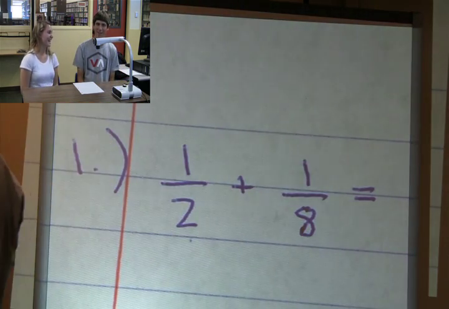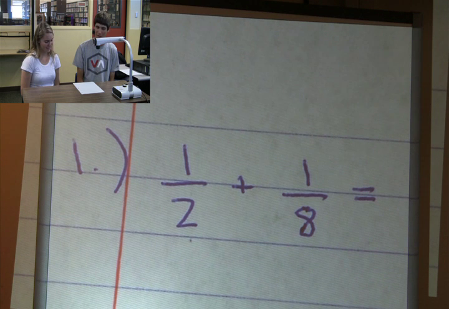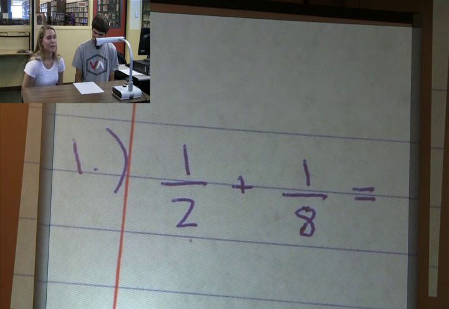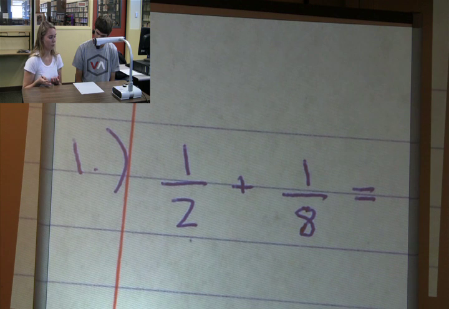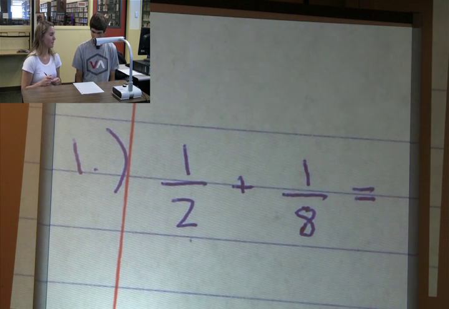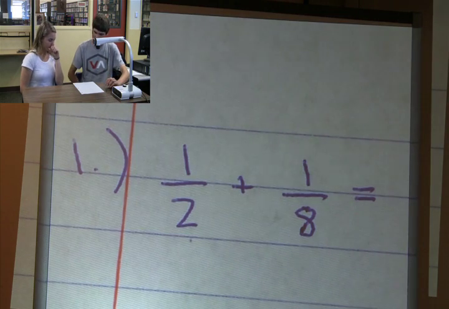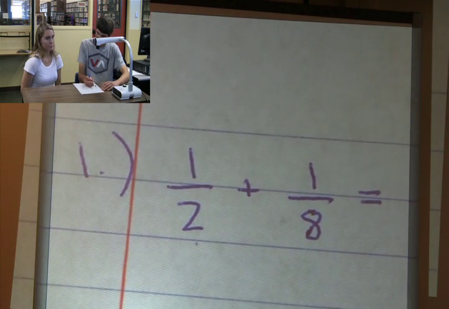Okay, so now we're gonna go over how to add and subtract fractions. So our first problem is 1/2 plus 1/8. So what do you think the first step would be to add these two? Well, you could probably add 1 plus 1 and you get 2 on the top, and then you could add 2 plus 8 and you get 10 on the bottom. Well, actually, when you're adding fractions, you have to find a common denominator.